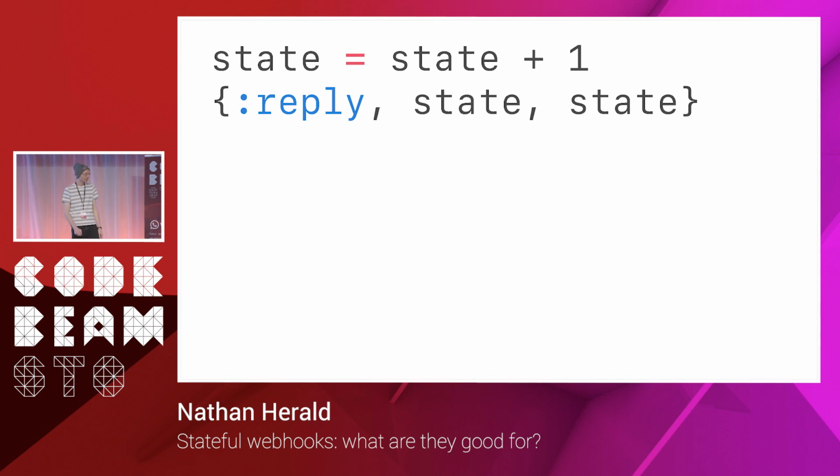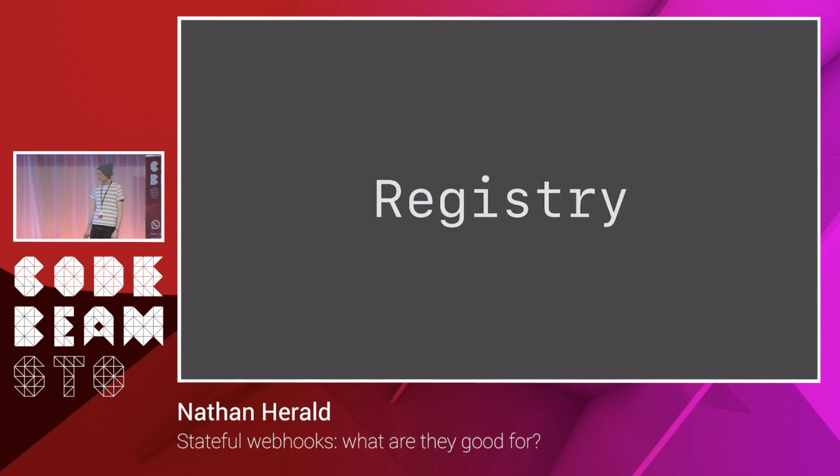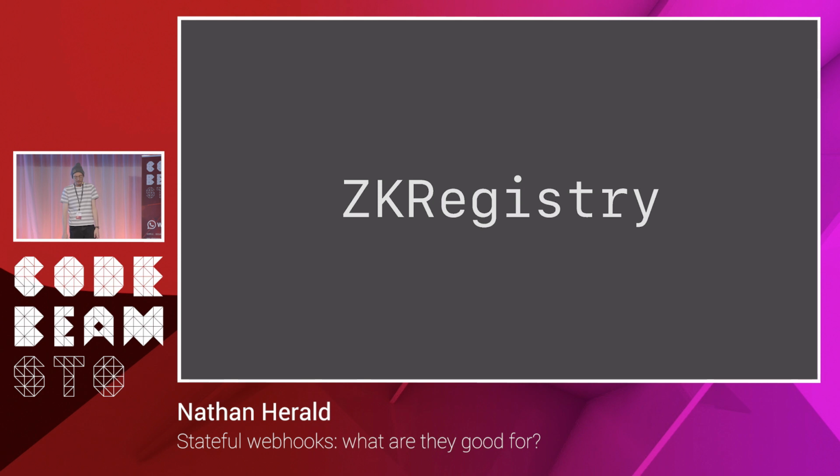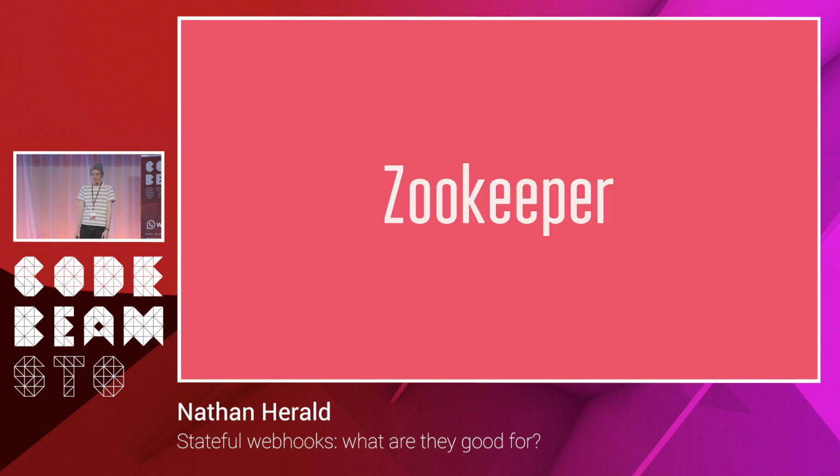So I can't use global. You're probably thinking Elixir has a registry for registering processes, right? And it does, and it's very good, and it works on a single node, so it's not distributed, right? So, of course, I wrote something called ZK registry, which uses the Elixir registry on each node, and then it uses Zookeeper to keep track of which nodes have which processes running.